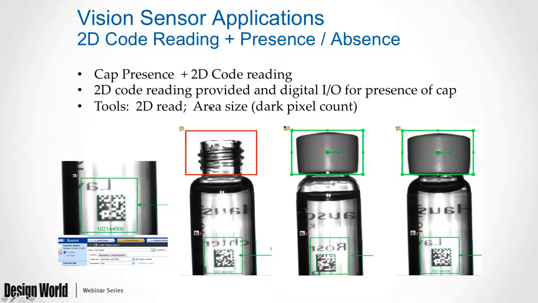So again, we could use digital I/O for this. If I wanted to, I can actually start talking about using Ethernet communications to get the data out itself. So if we wanted to read the matrix code and bring that data out through Ethernet, we can do that as well.